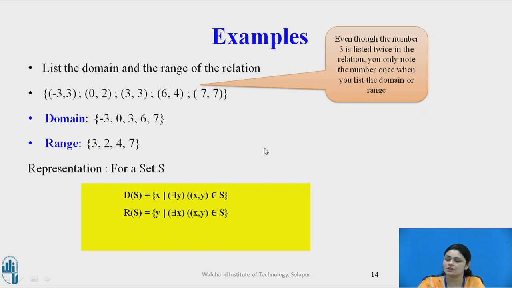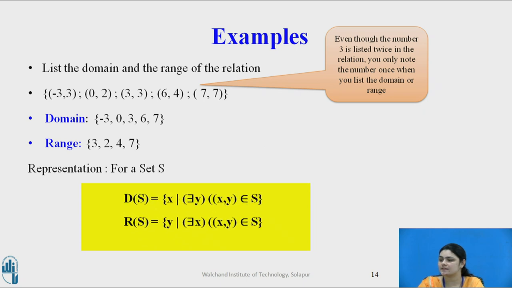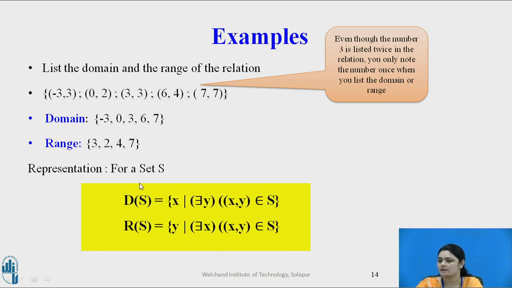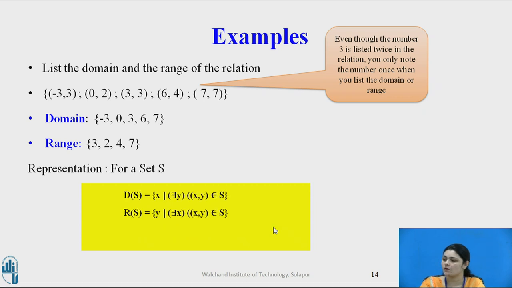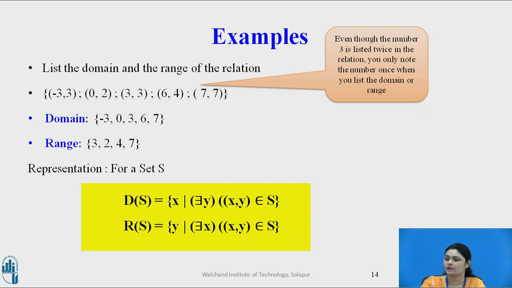Now, the representation for a set S. This is how the set is represented. The domain of S equals x such that there exists y where x comma y belongs to S. So this is for the domain of S. In mathematical terms, the range is represented as range of S, that is R of S, equals y such that there exists x where x comma y belongs to S. So this is how we represent domain and range.